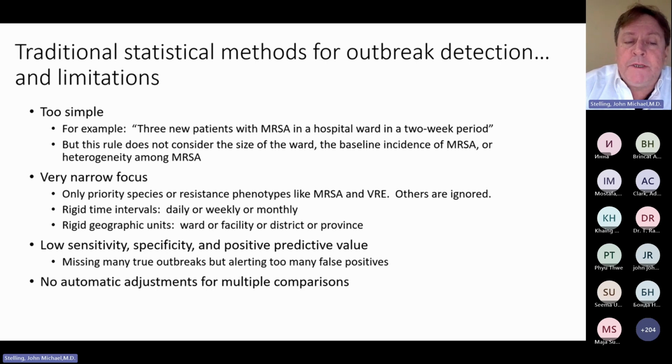They are also looking at rigid geographic units. You might look at ward statistics, or facility statistics, or district or province statistics. The problem is if you look too small, you might miss a broader outbreak. Or if you look at too high a level, you might miss a small outbreak. For example, if there is an outbreak of MRSA in the neonatal intensive care unit, I do not want to be looking at the MRSA totals for the full hospital. I will not be able to find the outbreak in the very small unit.